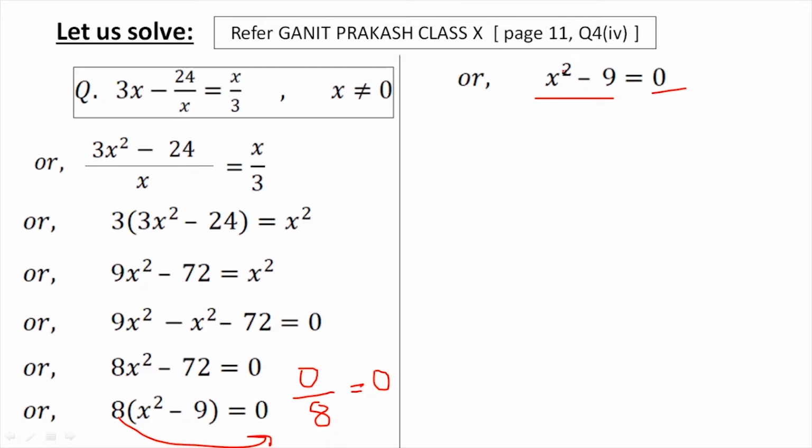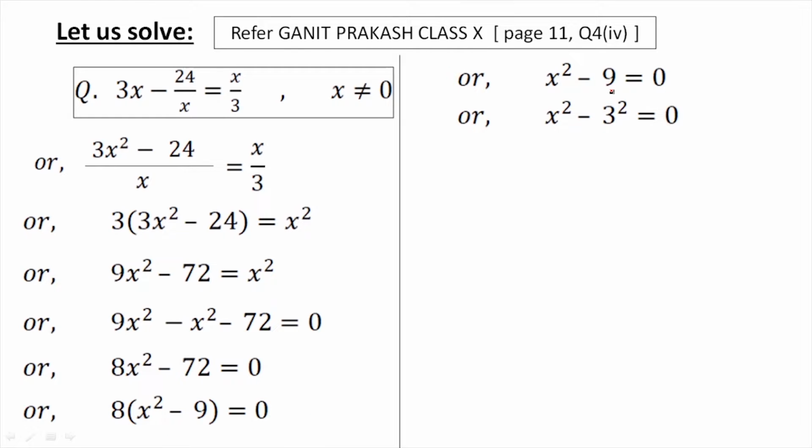Again, x square is already in square form. Can we change this 9 into square form? What number squared will give us 9? It is 3 square, 3 into 3 is 9. So I've changed that 9 into 3 square. Again, we'll be using the same formula, x square minus y square is (x minus y) into (x plus y). So it will give us (x minus 3) into (x plus 3) equals 0.